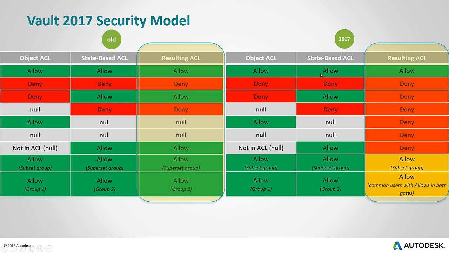So an allow and an allow in both gates is going to result in an allow. A deny in either gate is going to result in a deny. A null, which is considered a soft deny, is nothing but not checking the box for the permissions. And in case of groups, it's the common users between the two groups and the common allows between the two gates that are going to be allowed in the resulting ACL.